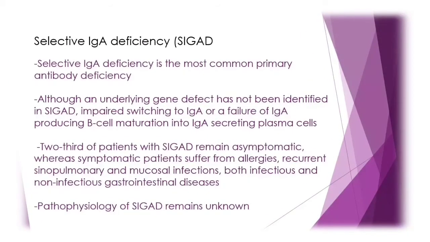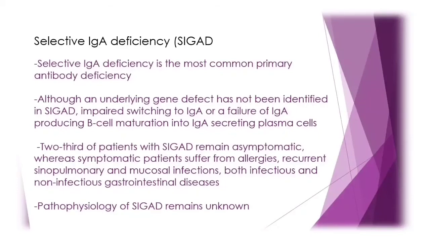First, we have the selective IgA deficiency or sIgAD. The selective IgA deficiency is the most common primary antibody deficiency. Although an underlying gene defect has not been identified in sIgAD, impaired switching to IgA or a failure of IgA-producing B-cell maturation into IgA-secreting plasma cells has been investigated.